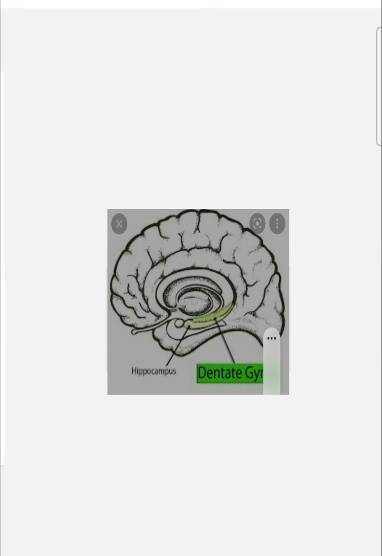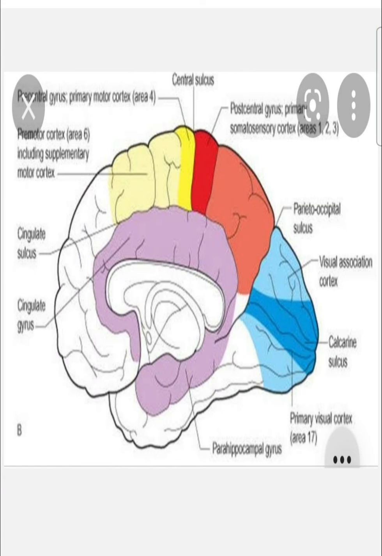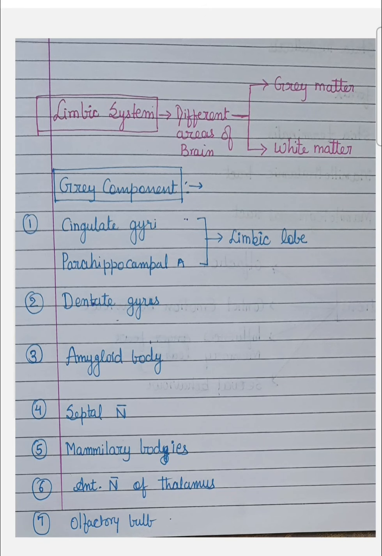So all these are the gray components of the limbic system. First is the cingulate gyri, parahippocampal area, dentate gyrus, septal nucleus, mammillary body, anterior nucleus of thalamus, and olfactory bulb.